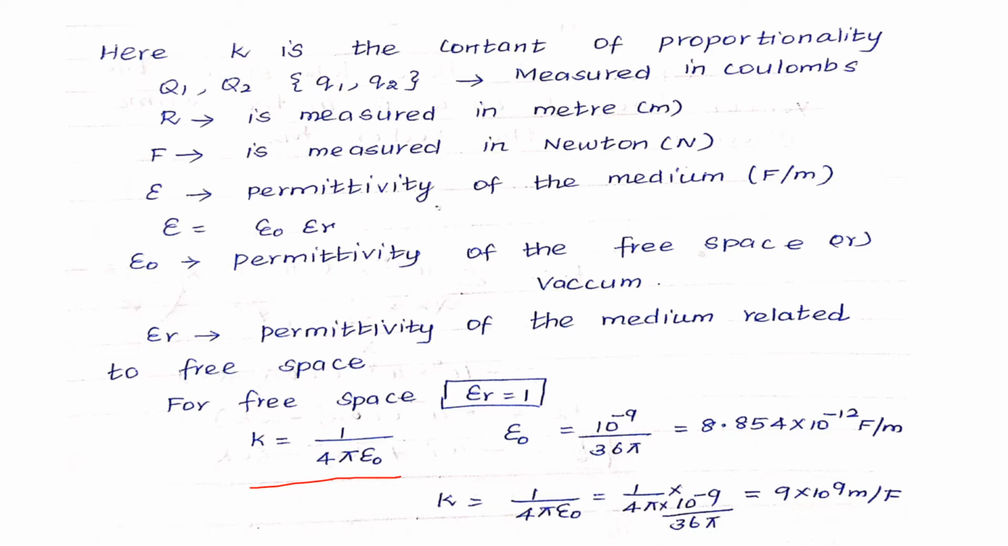Epsilon is the permittivity of the medium, that is epsilon naught into epsilon R. Epsilon naught is the permittivity of free space. Epsilon R is the permittivity of the medium relative to free space. For free space, what is epsilon R? That is equal to 1. What is epsilon naught? 10 power minus 9 divided by 36 pi, that is 8.854 into 10 power minus 12 farad per meter. Now what I have to do? I have to substitute this 10 power minus 9 divided by 36 pi in the equation for K. So I get the answer 9 into 10 power 9 meter per farad.